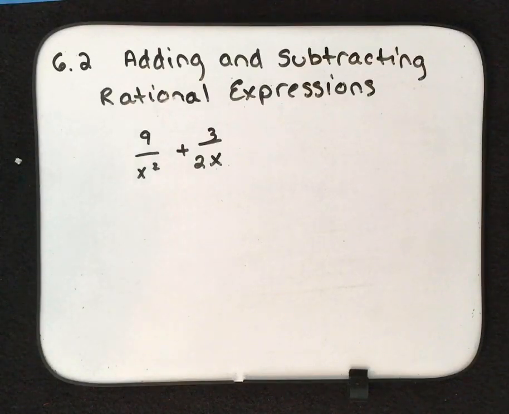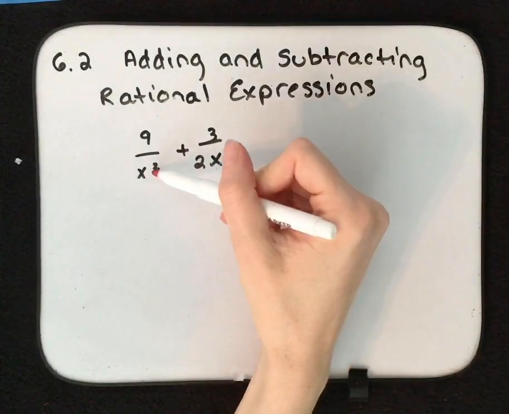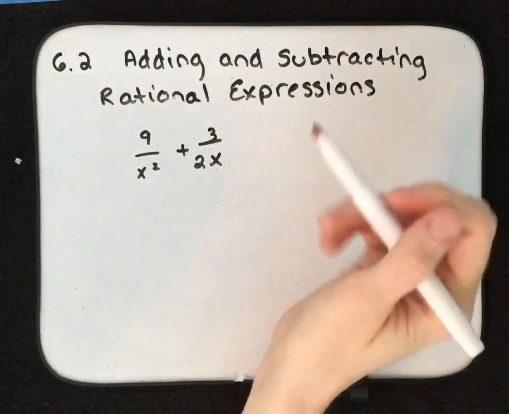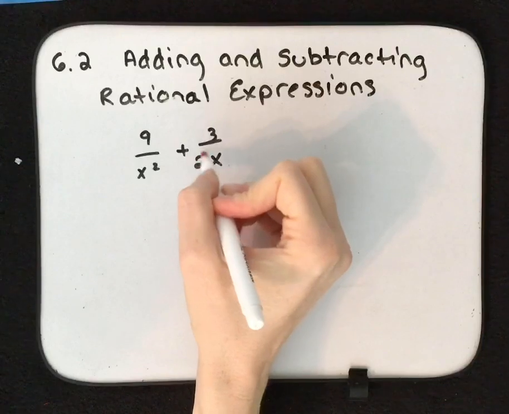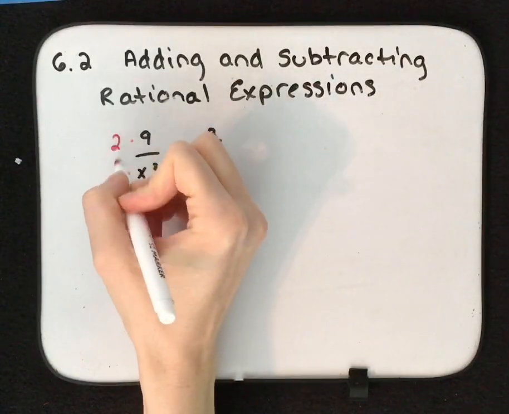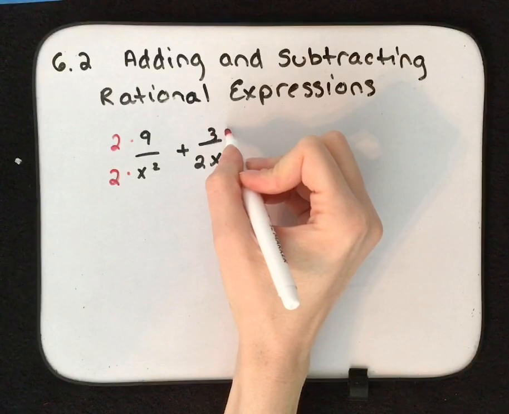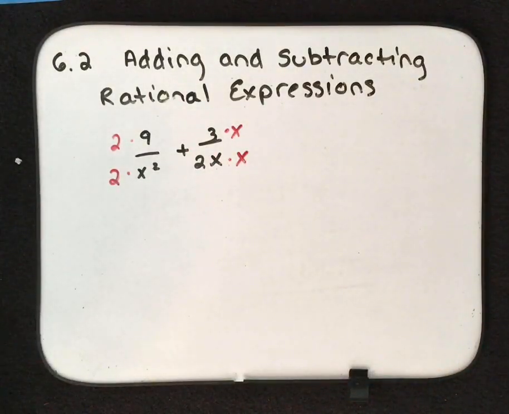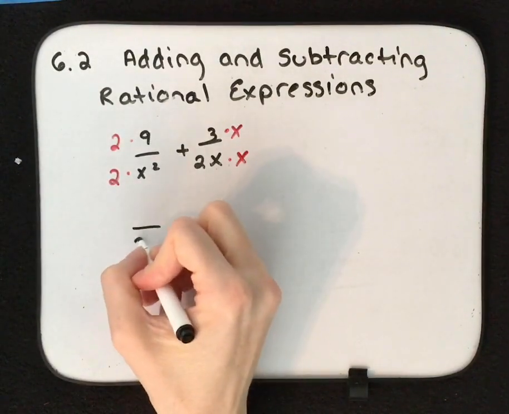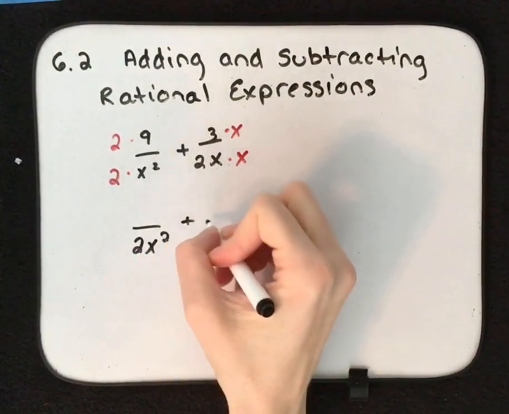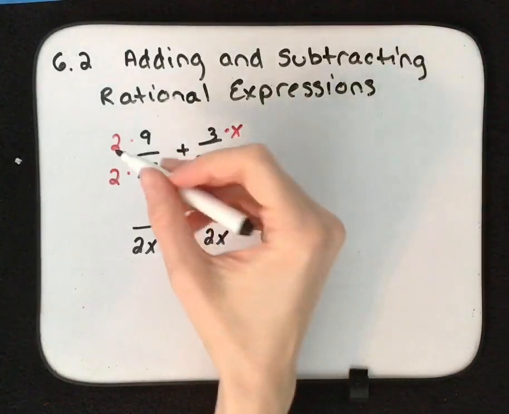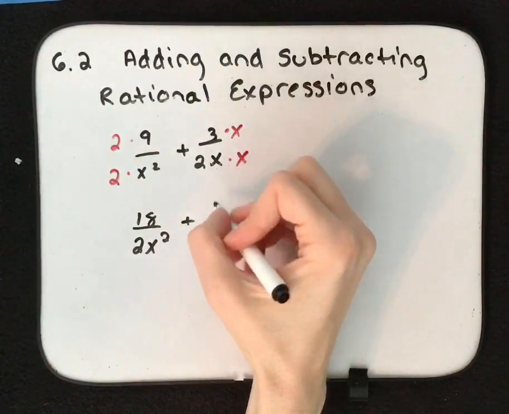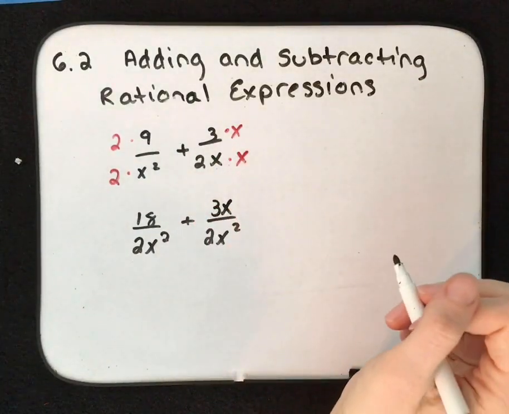I need to make a common denominator. I need x squared and I need 2x to both be represented in the denominator. So in order to get a common denominator, this one needs this 2, so I'll multiply top and bottom by 2. This one needs an x, so I'll multiply top and bottom by x. That will give me a common denominator of 2x squared. So 2 times 9, that gives us 18. 3 times x, that gives us 3x.